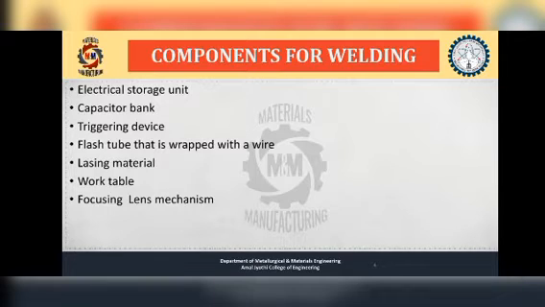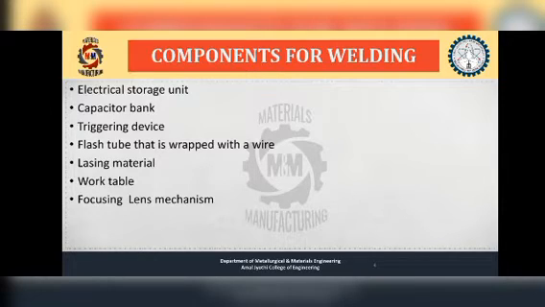Now we'll move on to the components that are involved in the welding. First we'll look at the electric storage unit. The electric storage unit consists of the capacitor bank. The capacitor bank consists of several capacitors which are connected in series or parallel. These are used to store the electric energy. Then we have a triggering device. This is used to trigger the actuation of the laser.